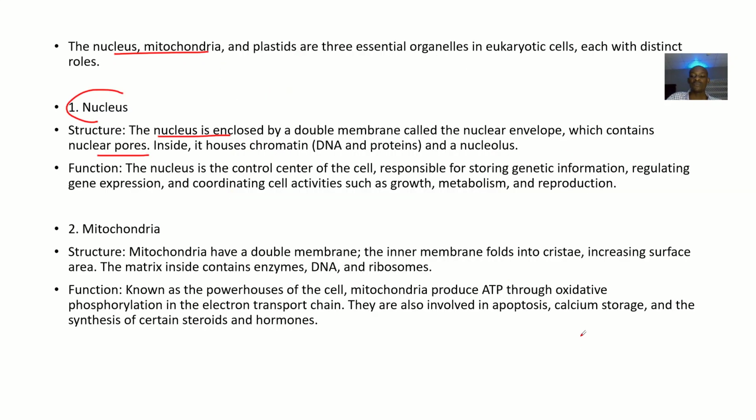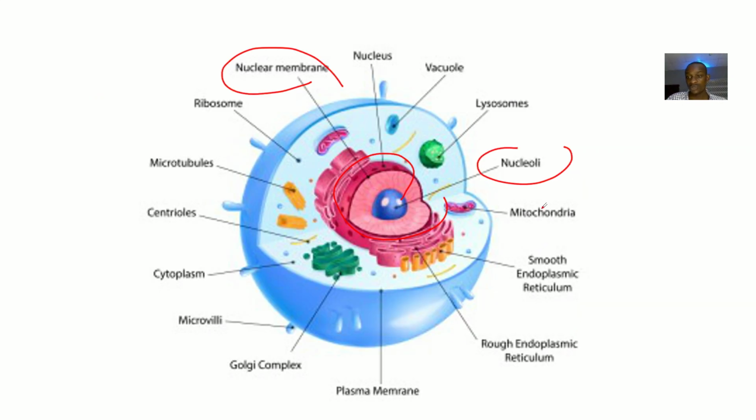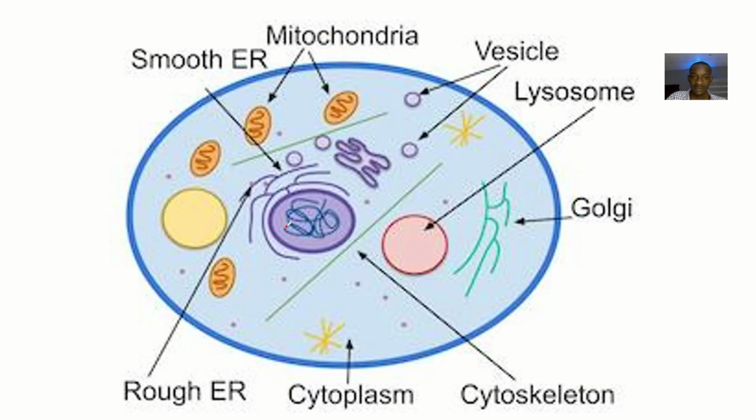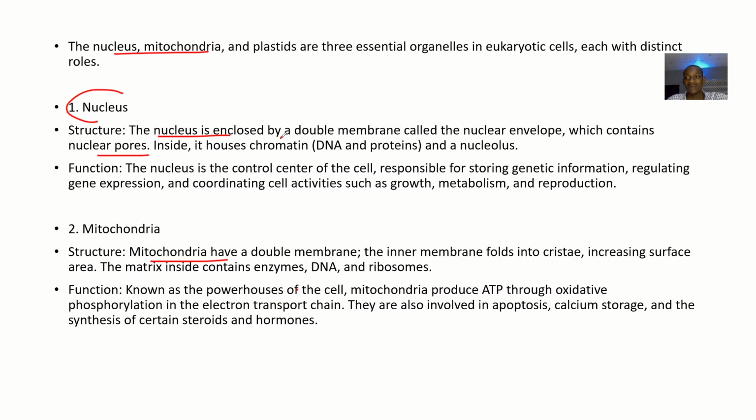All right. For mitochondria now, mitochondria are basically involved in energy production. Mitochondria have a double membrane, and the inner membrane folds into cristae. Can you see these folds here? Those are the cristae, which increase the surface area. The matrix inside contains enzymes, DNA, and ribosomes.